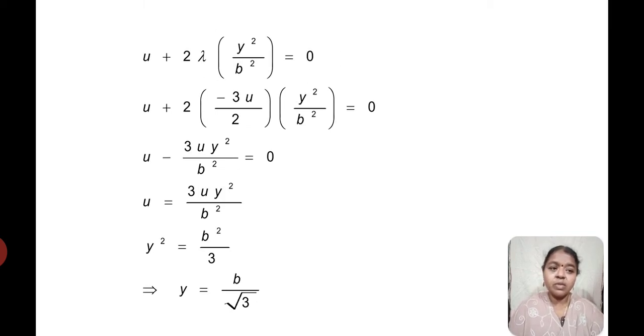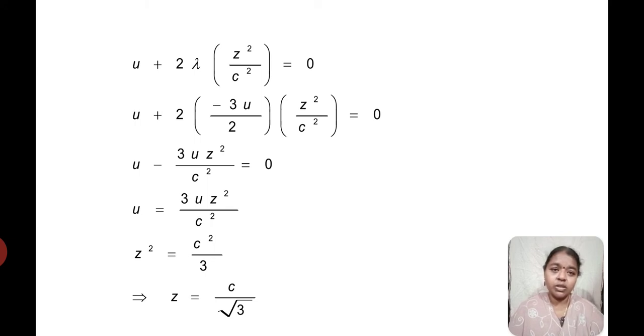The same way, when I substitute in equation 4 and simplify, which involves 3 to 4 steps, you have to solve as you have solved for x. We would be getting y square is equal to b square by 3, or y is equal to b by root 3. The last equation would be u plus 2 lambda into z square by c square is equal to 0. Now lambda is minus 3u by 2, which on simplification would give me z square is equal to c square by 3, or z is equal to c divided by root 3.